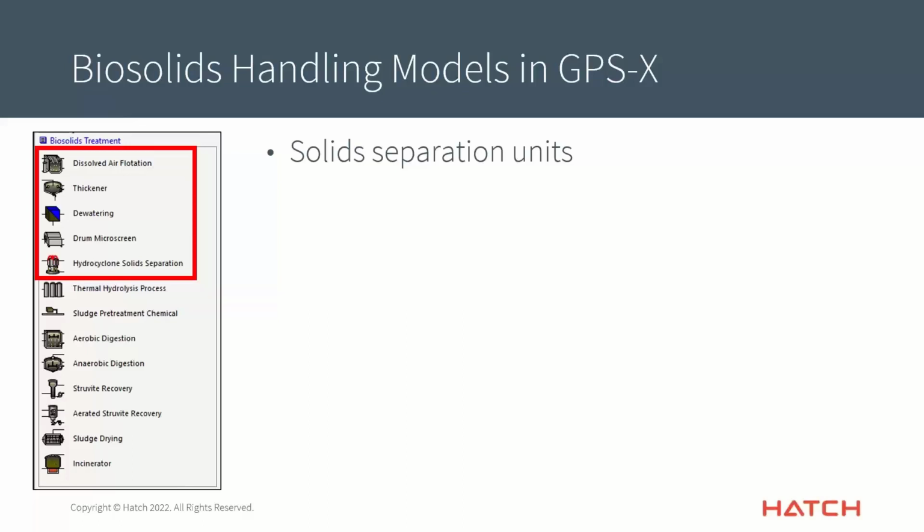So we have solid separation units here. So for example, your thickener, your dewatering unit. For those who might not be familiar, this is a sort of a generic black and blue box solid separation unit. That's kind of there to cover off many different kinds of dewatering technologies. Microscreens, hydrocyclone for solid separation, etc.